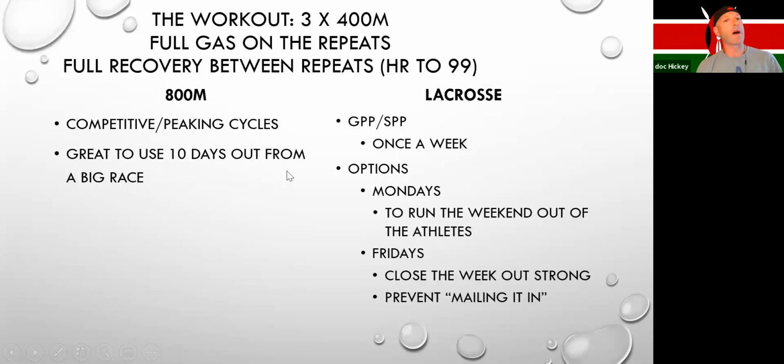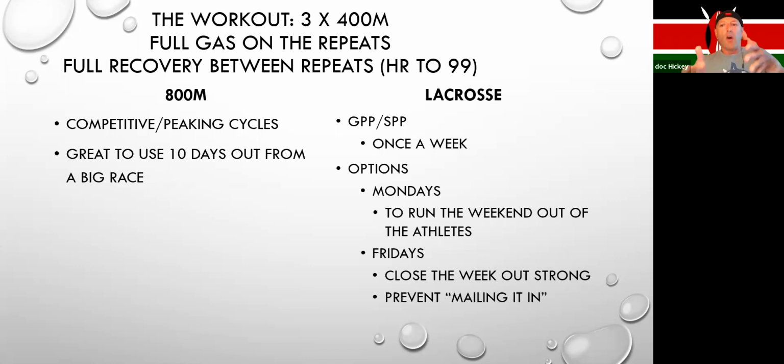Another workout, this is one of my favorites, and it was one of the workouts that really drew me to the interplay between middle distance training and lacrosse training, hockey training, that high lactate, intermittent effort. So it's 3 by 400 meters. One of my pro lacrosse guys that I coached back in the day, when he was playing Major League Lacrosse, we would do this workout on a Tuesday about 3 weeks out from a game.